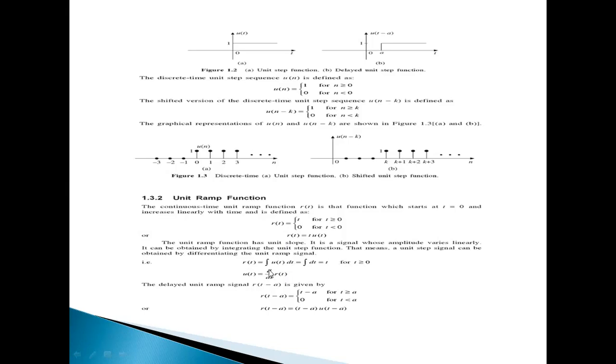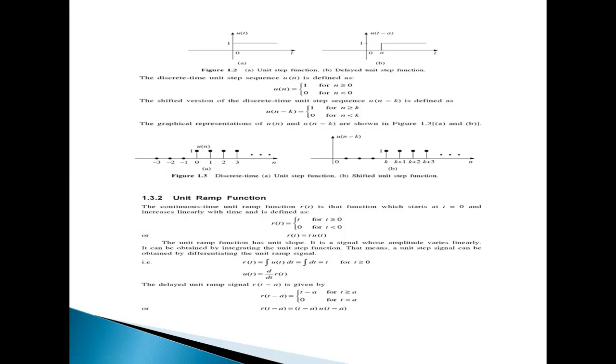Or u of t is equal to d by dt of r of t. If it is an integral, definitely you can apply the derivative in reverse. r of t in terms of u of t is an integral. u of t in terms of r of t is a derivative, d by dt of r of t. That is the relation between the step and ramp function.